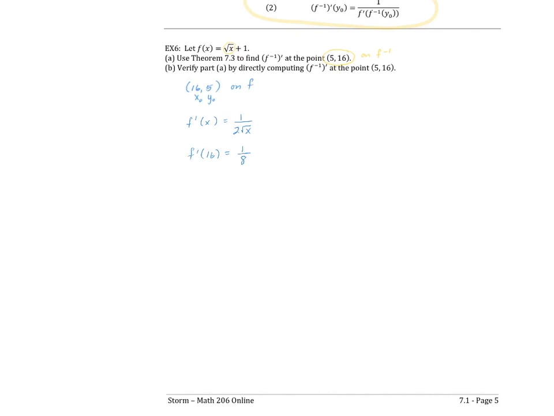All right. So again, sorry, this is part A. So if I use the theorem, the derivative of the inverse function evaluated at the point (5, 16) means we're going to put 5 into the derivative, and it's going to be equal to 1 over the derivative of the function evaluated at 16, which is 1 over 8, or in other words, 8.